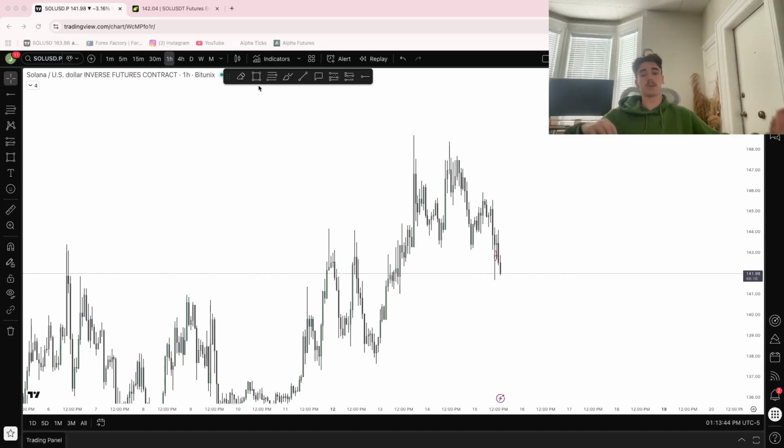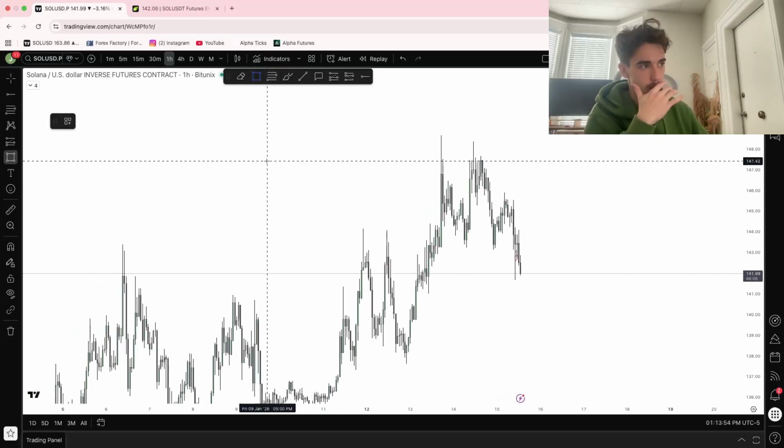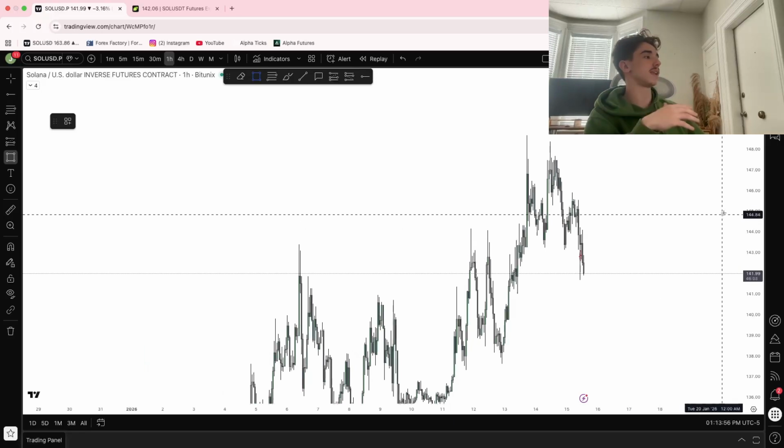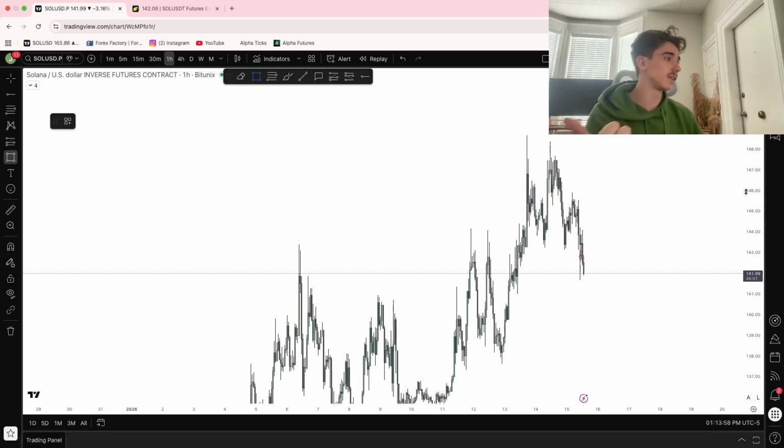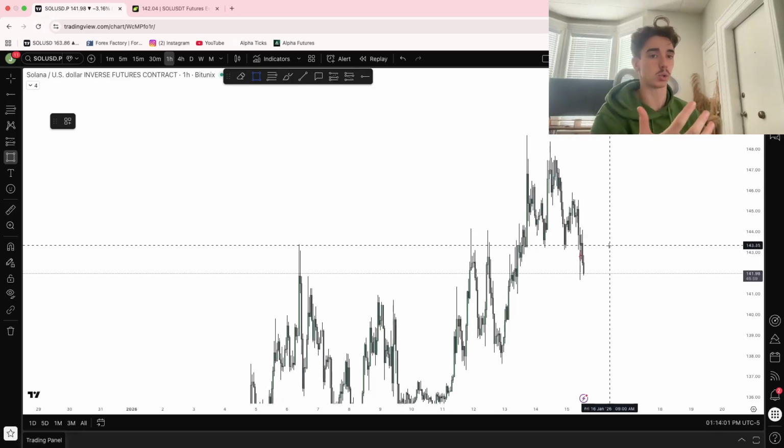So the first step is we go to Solana USDT, right? Because we're trading Solana crypto futures, or perpetuals, whatever you want to call them. But we're going to go to the hourly time frame. That's our first step. And all we want to do is identify some structure, some key levels, some fair value gaps, and some liquidity, right?